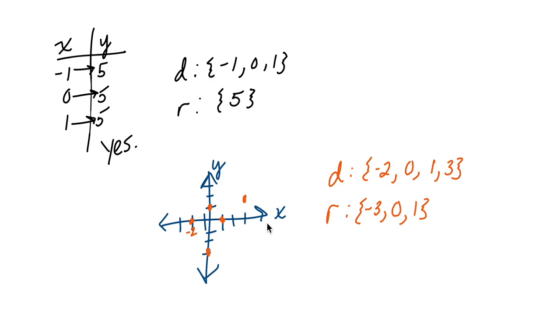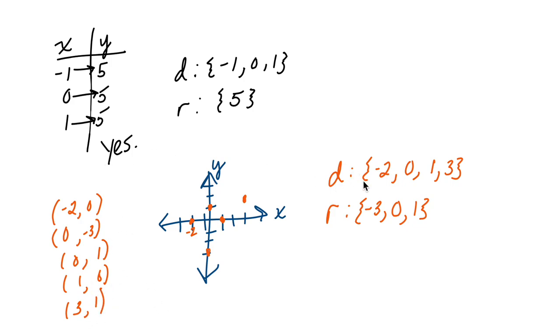So my domain, again, would be the x coordinates. And you could write out these ordered pairs. So for example, this ordered pair is -2, 0. This ordered pair is 0, -3. I have a 0, 1. I have a 1, 0. And I have a 3, 1.